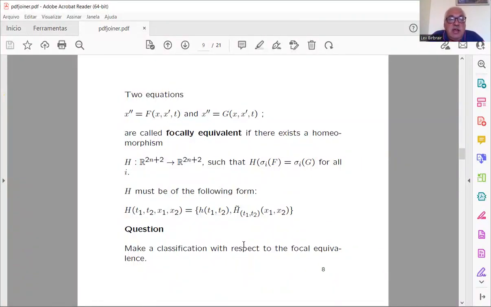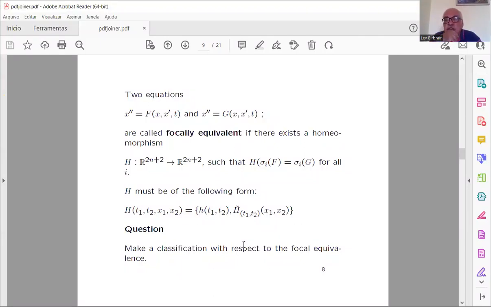Then the definition of focal equivalence: two equations, x double prime equals f of x, x prime, t, and x double prime equals g of x, x prime, t, are called focally equivalent if there is a homeomorphism, right? A homeomorphism from the set of all two-point boundary value problems to itself, such that this homeomorphism sends the sigma I of F to the sigma I of G for all I. Okay.